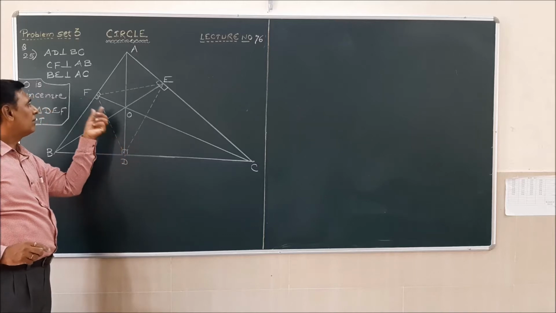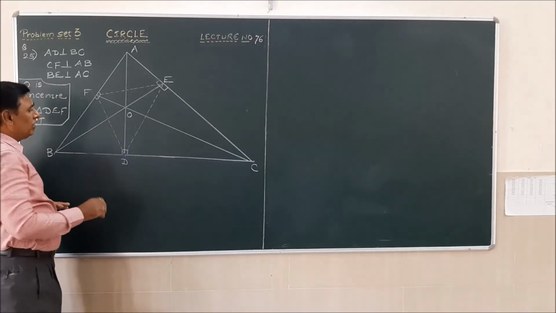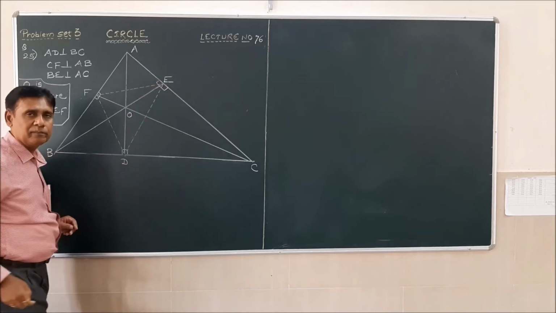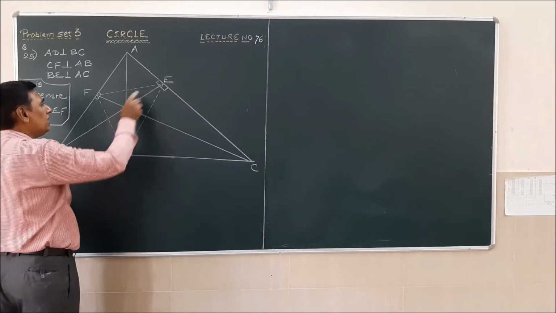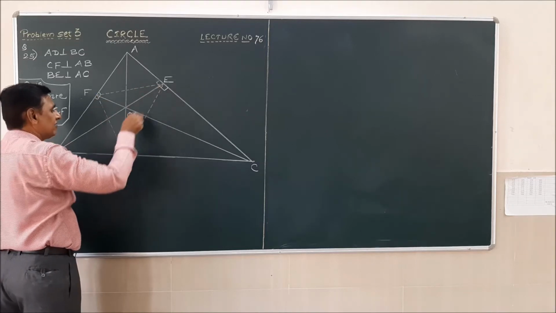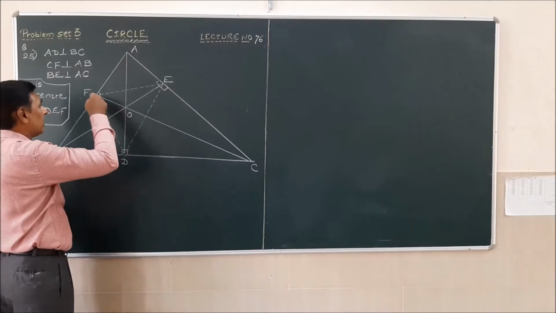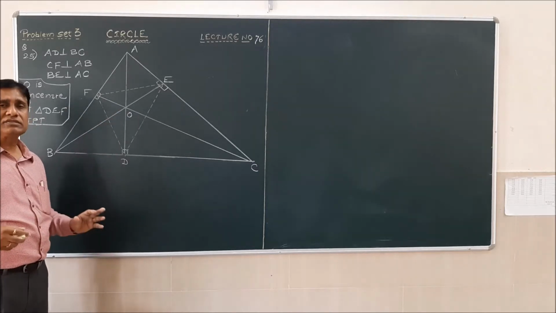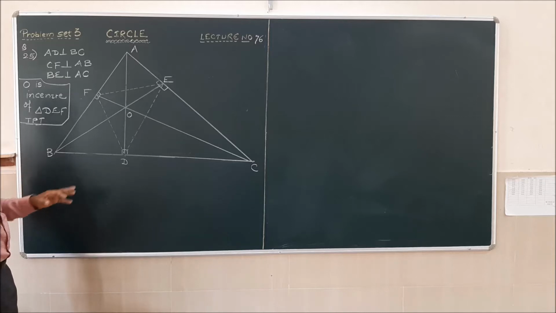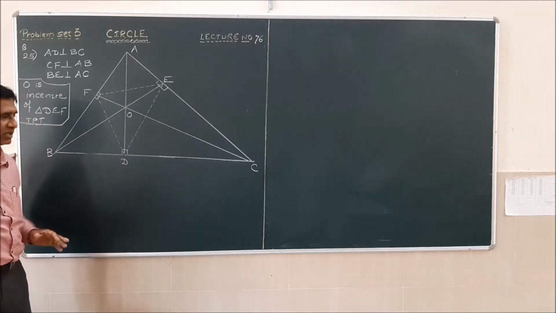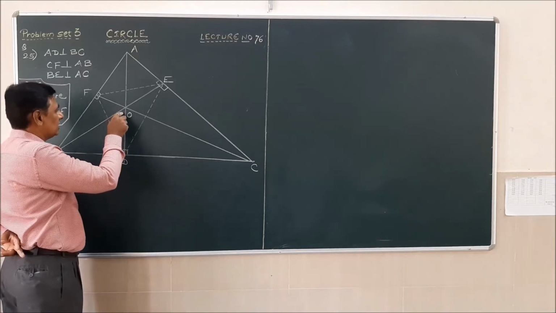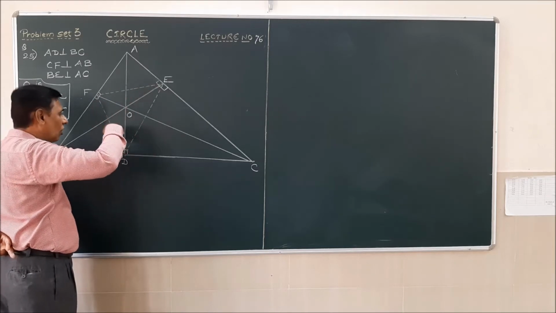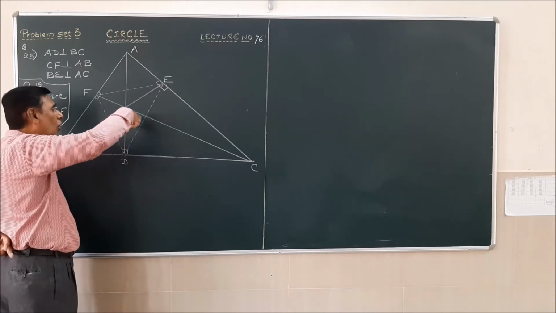So, if we prove that AD is the angle bisector of FDE, as well as BE is the angle bisector of FED, as well as CF is the angle bisector of EFD, then we can say O is the incenter of triangle DEF. Again, the incenter is the point of intersection of angle bisectors of this triangle, because it is the center of the incircle.